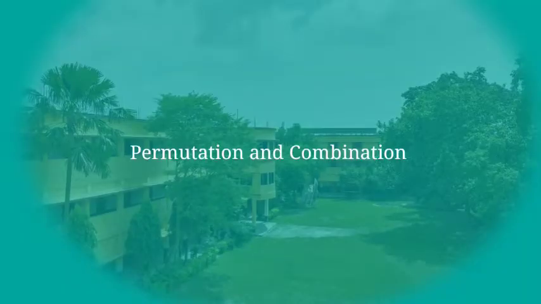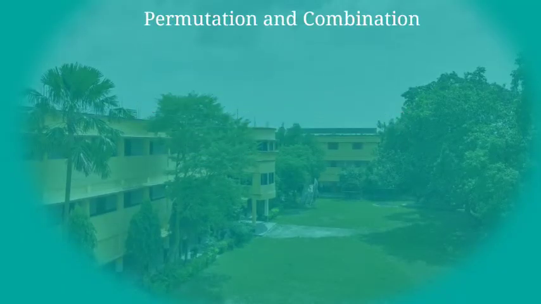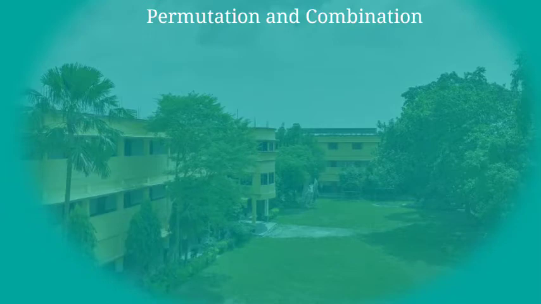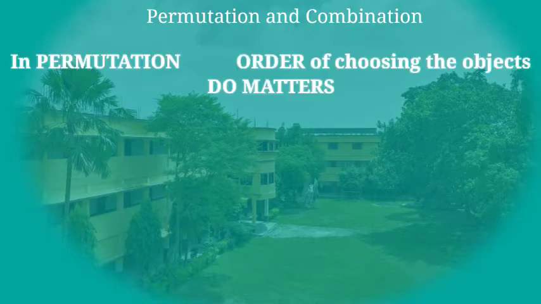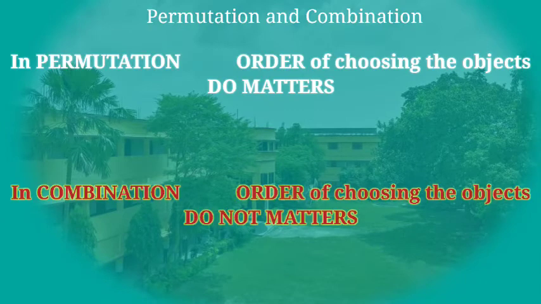So, in this song about permutation, the lyricist was repeating a line that order does matter. That is the basic difference between permutation and combination. In case of permutation the order matters, but in case of combination the order doesn't matter.